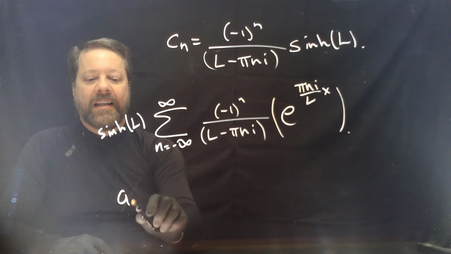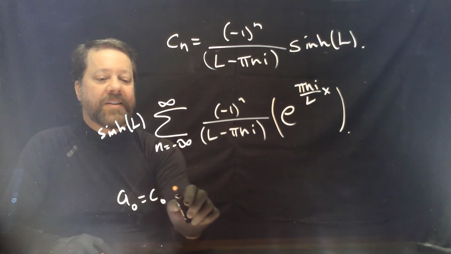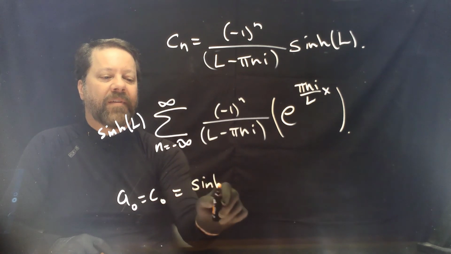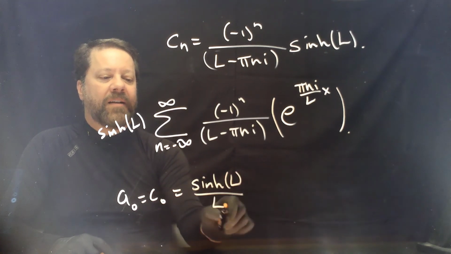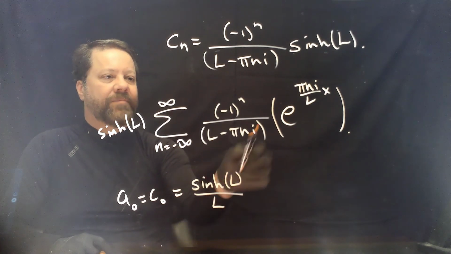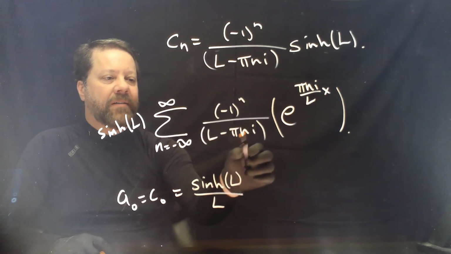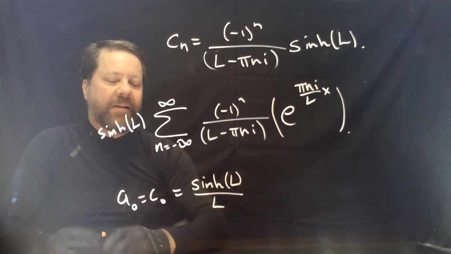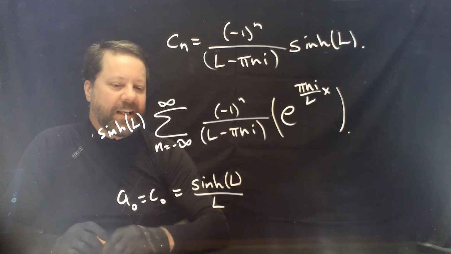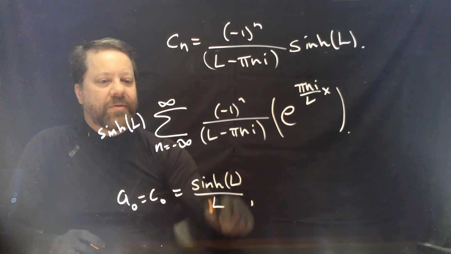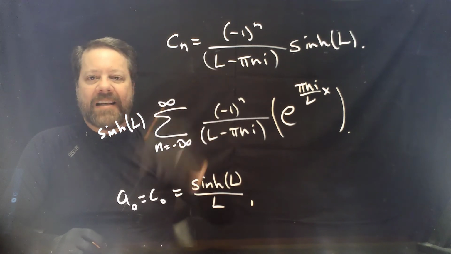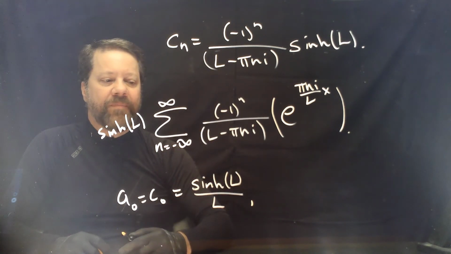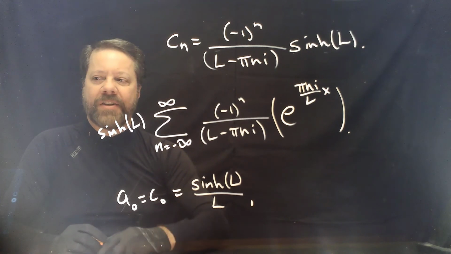You can see that A0, which will be the same as C0, is still the hyperbolic sine of L over L. When n is 0, these go away. This becomes a 1. This will be a 1. You get sinh L divided by L. How does this correspond to the ANs and the BNs from before? We have to form combinations of those.